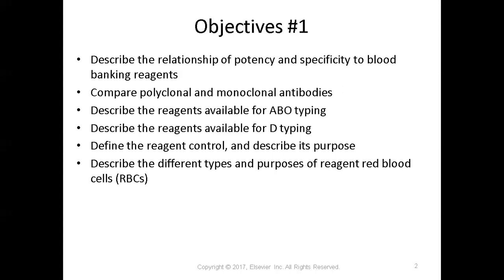So let's begin with our objectives. Firstly, you want to describe the relationship of potency and specificity to blood banking reagents. We will be able to compare polyclonal and monoclonal antibodies. Describe the reagents available for ABO typing. Describe reagents available for D typing. Define the reagent control and describe its purpose. And describe the different types and purposes of reagent red blood cells.